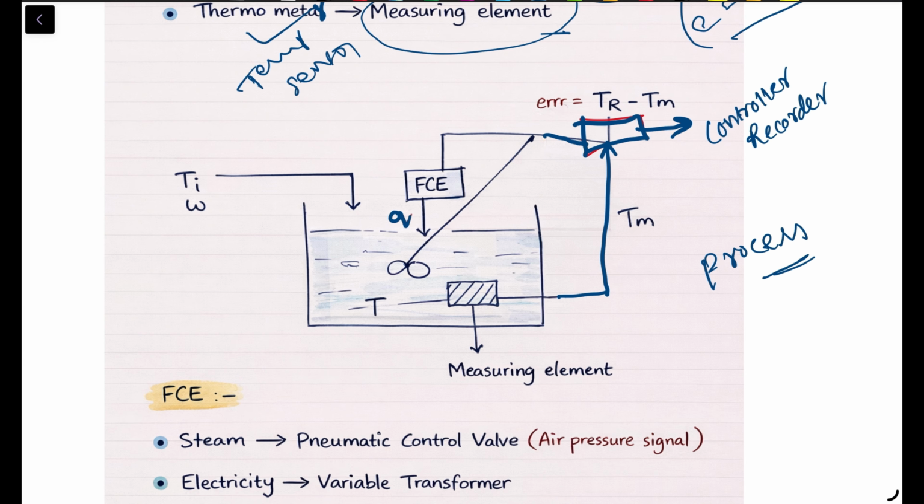So the reactants enter the reactor with feed temperature Ti and cooling water flow W. Inside the reactor we have an agitator for mixing. The temperature inside the reactor is measured using a temperature sensor, which is called the measuring element. The measured signal Tm is sent to the controller.